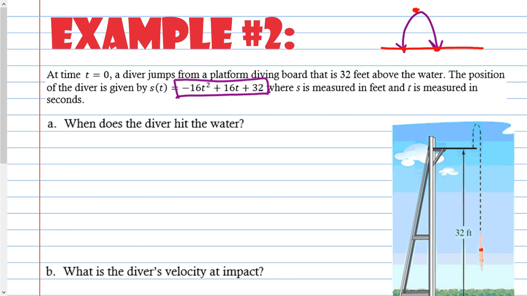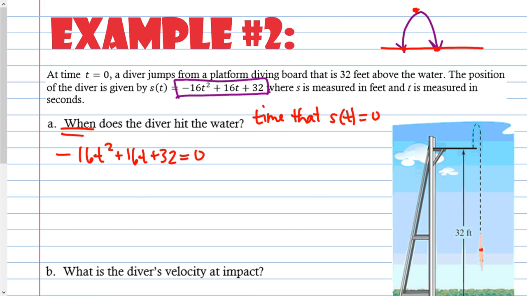So when does the diver hit the water? You're actually looking for the time, right? At what time does the position equal 0? So the time that s of t equals 0, which is easy enough because you just take your equation and set it equal to 0 and solve. You're just going to factor. Find your solutions for t.